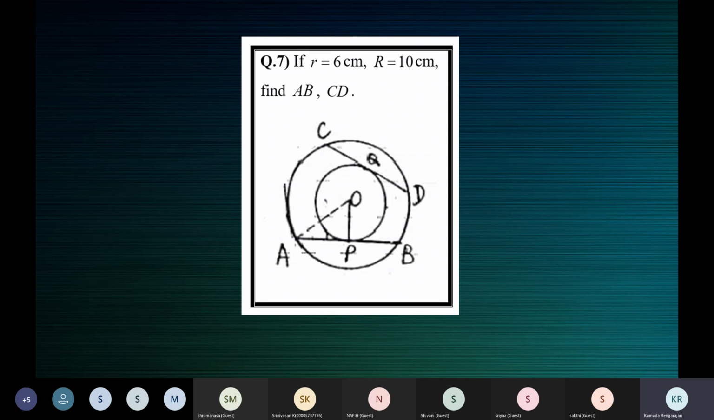Done? No, ma'am. Okay, please take down the figure and find AB and CD. AB is equal to 16 centimeters. AB is equal to how much? 16 centimeters. Okay, what about CD? CD also the same. Very good.